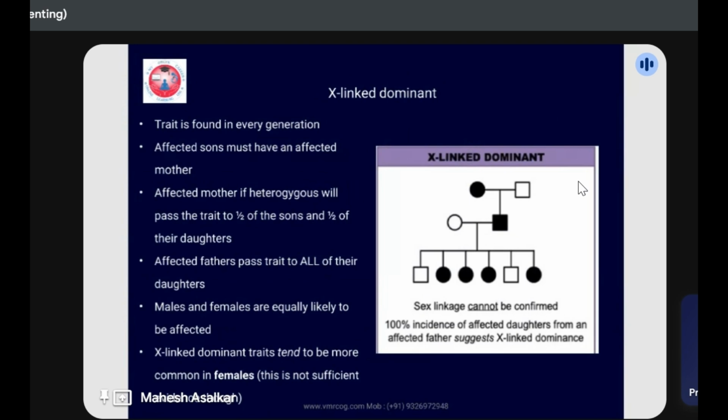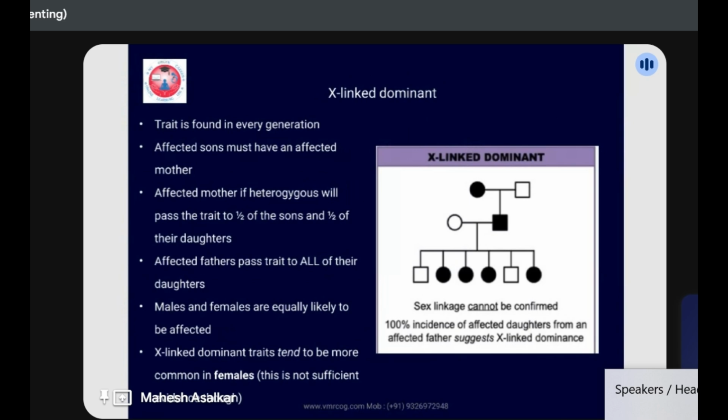Now the last one is X-linked dominant. There is one more, Y-linked, but among these four, X-linked dominant. This trait is found in every generation, because it is dominant. An affected son must have an affected mother. An affected mother, if heterozygous, will pass the trait to 50% of sons and 50% of daughters.